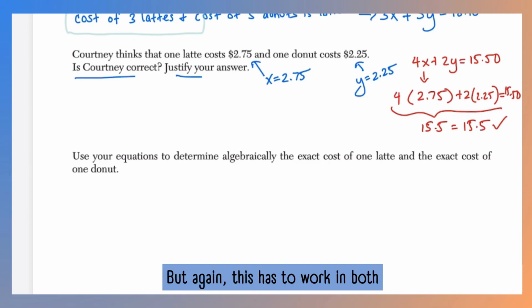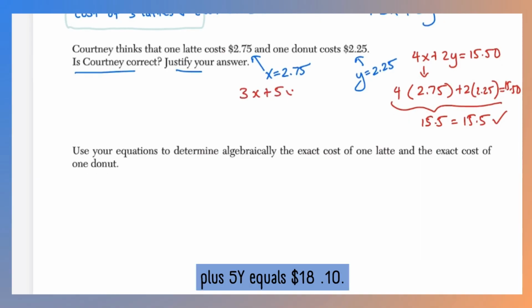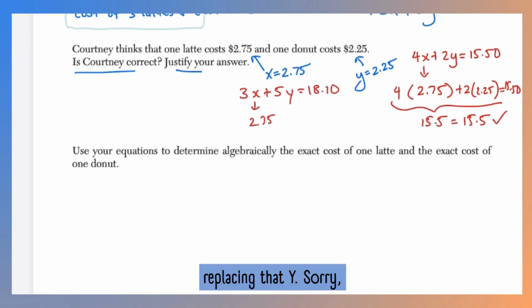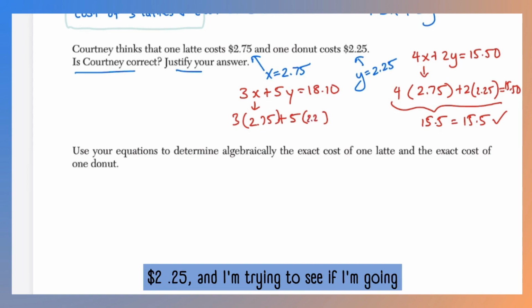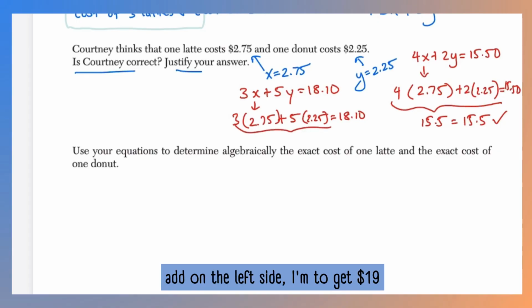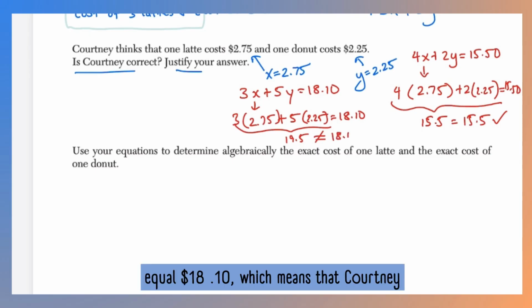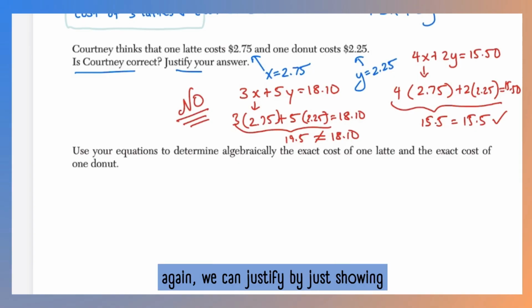But again, this has to work in both equations. So let's go into the other equation. 3X plus 5Y equals 1810. Again, replacing that X, replacing that Y. Sorry, I forgot to multiply this by 3. With 225, and I'm trying to see if I'm going to get 1810. When I multiply and add on the left side, I'm going to get 19.5. And 19.5 does not equal 1810, which means that Courtney is incorrect.